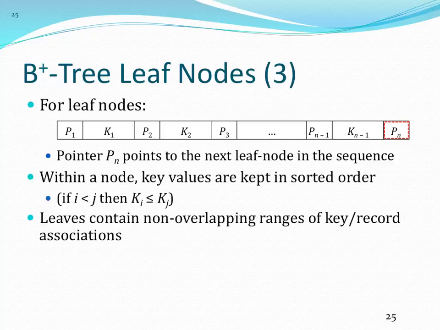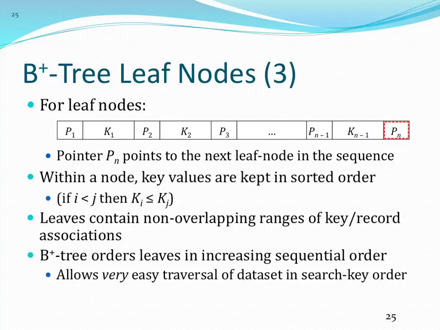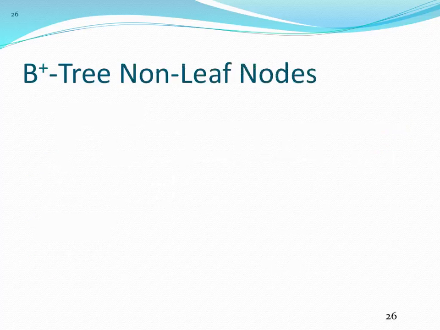And so, yes, the leaves contain non-overlapping ranges of key record associations. What this allows is we can use our indexing structure to drop into our leaf nodes at the appropriate point and then scan forward with things in increasing search key order. So that's how B plus trees are able to do these range queries so efficiently.